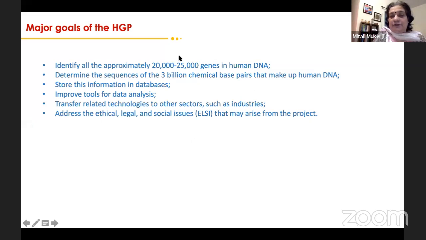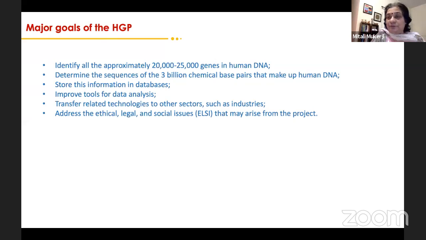And also there would be a lot of things to do with what happens when you know about the genome, how do you handle the ethical issues around it. People should not be using genome sequences to discriminate against people, right? So there was a whole lot of ethical, legal, and social issues which might arise out of the project.